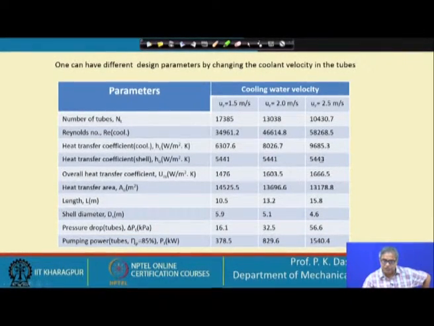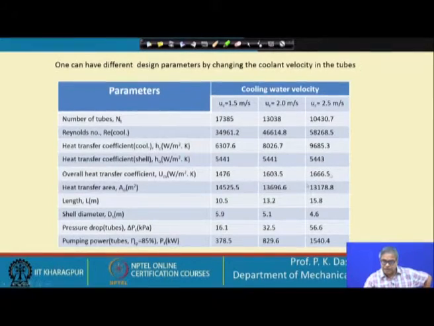Outside heat transfer coefficient, there is not much of a change in the outside heat transfer coefficient. It will remain in the same range, but this is low because, as I have told, it is the average heat transfer coefficient and there is a large effect of inundation.